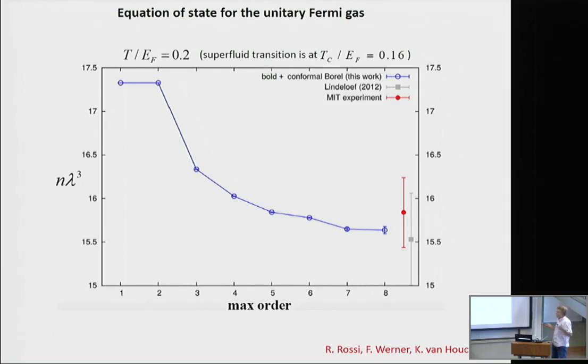Eventually, at this point, we are just trying to reconcile with Martin how well he can reduce now his error bars. Those are the previous MIT experiments. So that's the previous error bar, and this is our previous error bar.